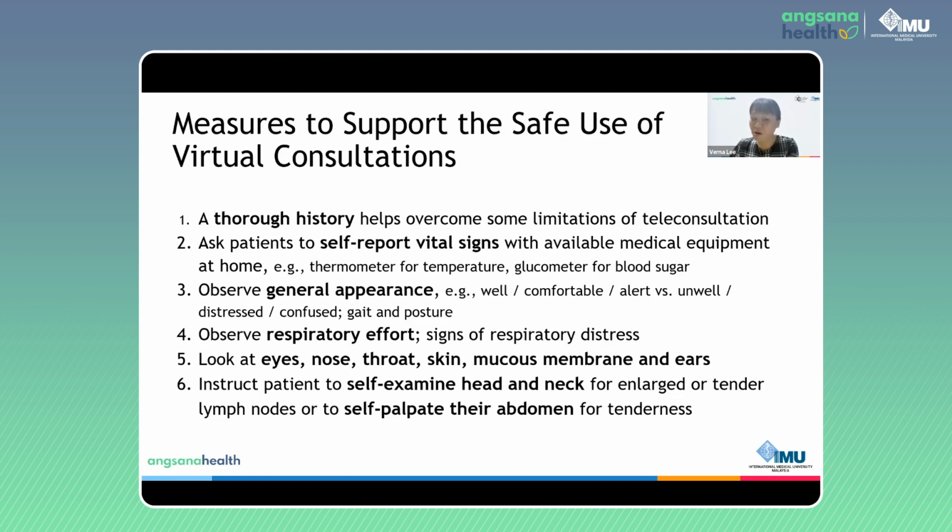But not just observe, we can also teach or instruct the patient how to self-examine. Not all systems, of course, and I think you know why. But certain systems like the abdomen, the head, and the neck, yes, we can give clear instructions and tell them what to do. So please watch the video, and then you will see how these are done.